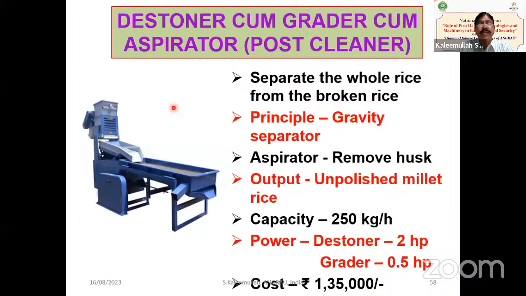And finally, this is the post cleaner unit. In the case of the double stage dehuller, the rice and the husk are separated, but a certain percentage of the husk will also come along with the rice. Now we have to separate the husk, brokens, and the whole rice, for which we use this post cleaner unit. Its cost is around 1.35 lakh.